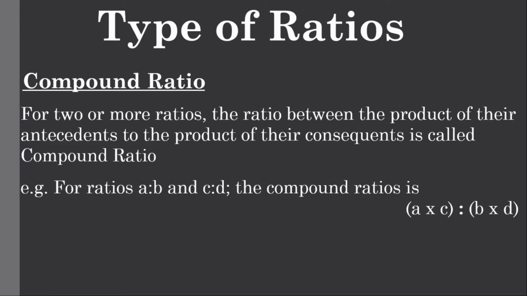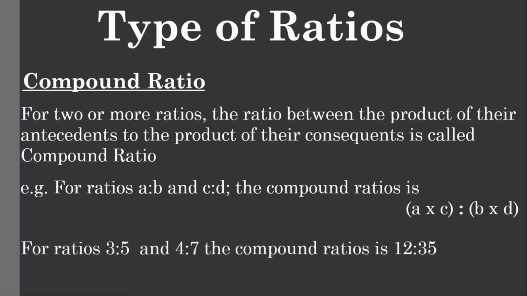For example, if A is to B is one ratio and C is to D is another ratio, then the compound ratio will be A into C is to B into D, where A and C are the antecedents, B and D are the consequents. So the ratio of the product of the antecedents to the product of the consequents, we call it a compound ratio. Let's have a numerical example.